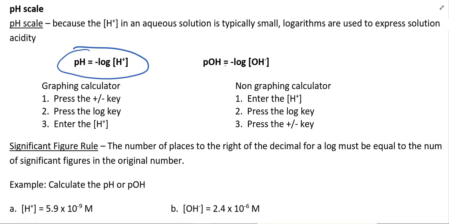Using your calculator, you're going to press the plus minus key, depending on what concentration you have, press the log key, and then enter the hydrogen concentration. That's on a non-graphing calculator I listed over here; most of you probably have graphing calculators. There are their own unique rules for significant figures with the pH. This isn't something that we're going to be focusing on a lot, but I wanted you to know. The number of places to the right of the decimal for a logarithm must be equal to the number of significant figures in the original number.